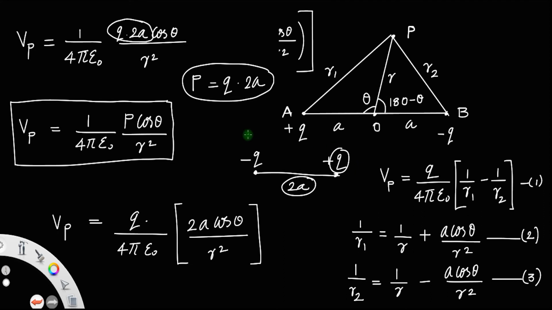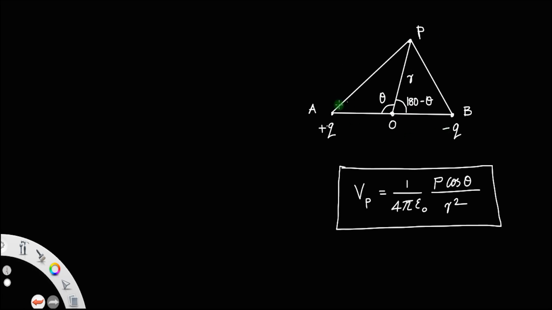Now what will be the potential at a point on the axial line and the equatorial line? Let's take that also. Now we have derived the expression for electric potential at any point due to an electric dipole. We got that as this Vp equal to this one. Now we need to find what is the electric potential at a point on the axial line.